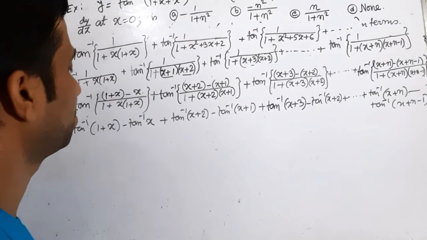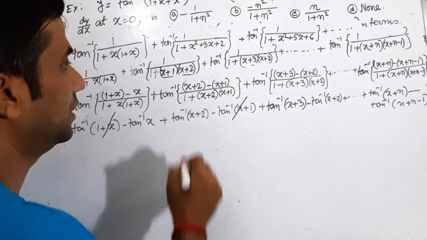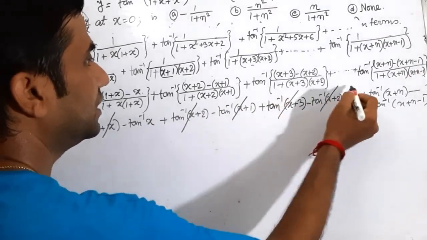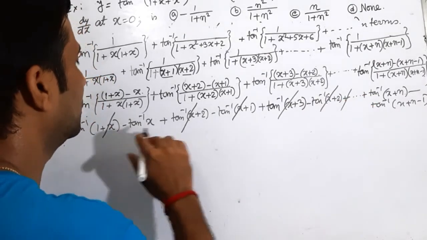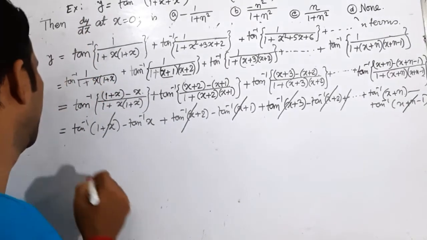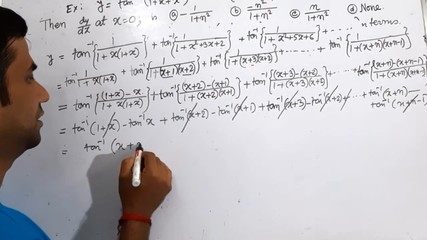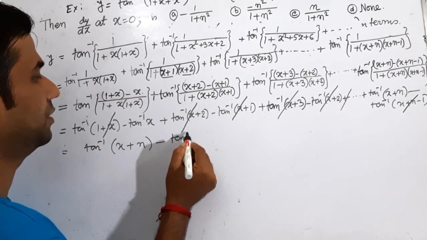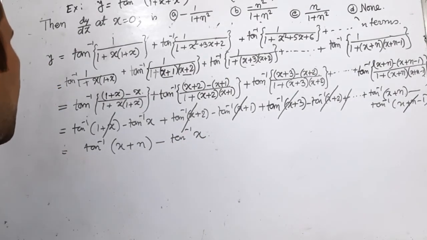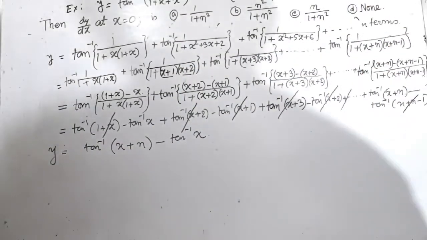Now cancelling this: tan inverse (x plus 1) with tan inverse (x plus 1), tan inverse (x plus 2) with tan inverse (x plus 2), tan inverse (x plus 3) there is x plus 3, and so on. After n terms this will be cancelled, and the remaining term will be tan inverse (x plus n) minus tan inverse x, and this is equal to y.